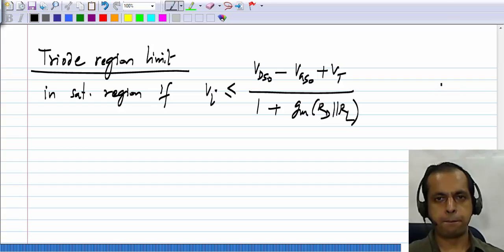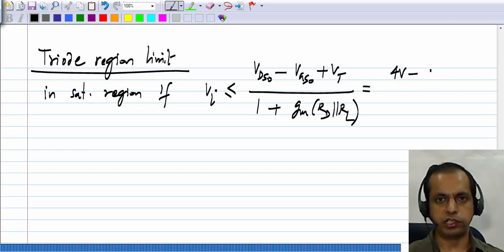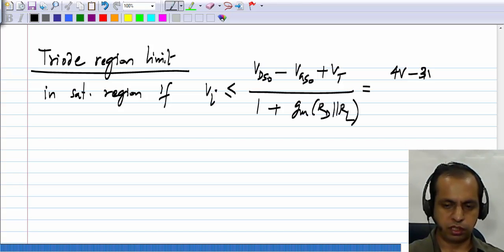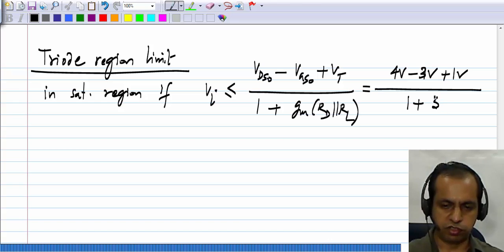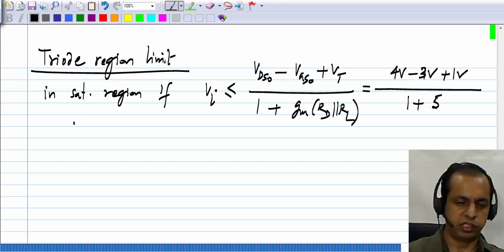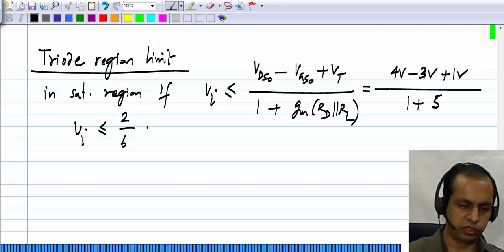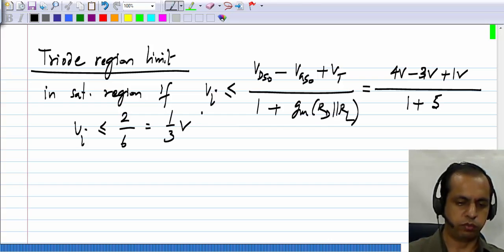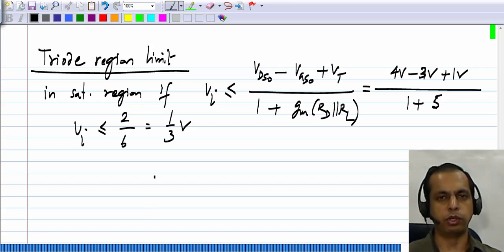And how much is this? VDS0 is 4 volts, VGS0 is 3 volts, Vt is 1 volt, divided by 1 plus gain, 1 plus this product Gm times Rd parallel RL, which is 5. So it says that Vi should be less than or equal to, this is 2 volts, 2 by 6 or 1 by 3 volts. So if the input voltage is greater than about 330 millivolts, the transistor will go into triode region.